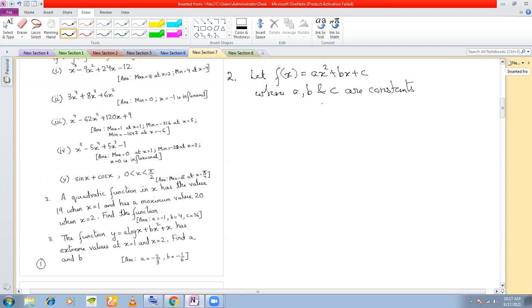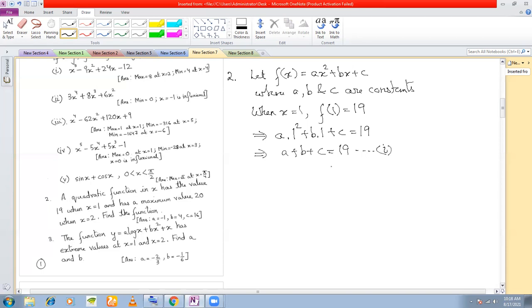Okay. Now this function has a value of 19 when x is equal to 1. So when x is equal to 1, f(1) is equal to 19, right? So put it here. What is f(1)? a into 1 square plus b into 1 plus c is equal to 19. That means you get a plus b plus c is equal to 19. This is the first equation that I'm getting.